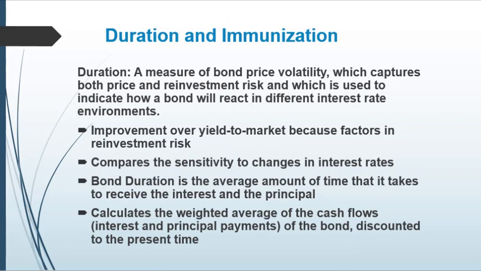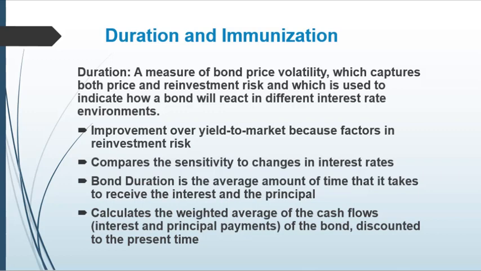So we want to talk a little bit now about risk. And in general, the risk we're talking about is interest rate risk. So we have a statistic that we can calculate. It's called duration. Duration is a measure of bond price volatility. What happens to price as interest rates change?